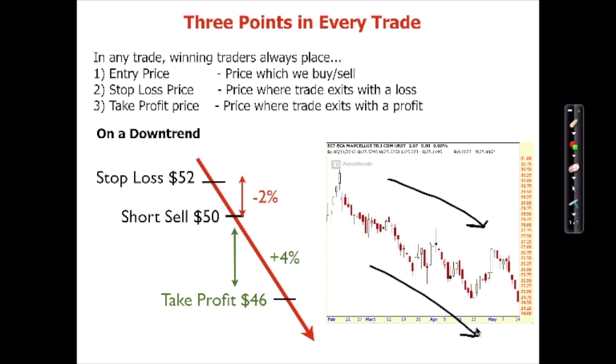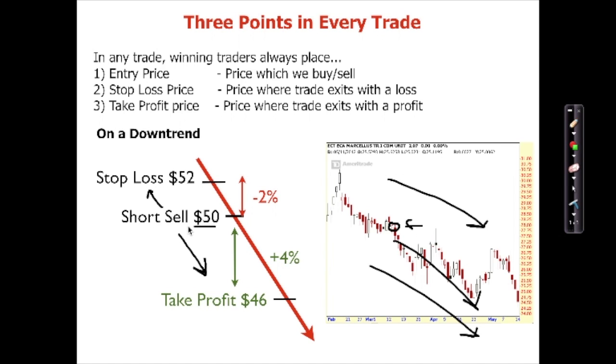Okay? So for example, we're going to sell somewhere over here, and that's our entry price, where we're selling at $50. So when it goes down, we are making money. If it goes up instead of going down, we are losing money. We must always be realistic to understand we can't always be right.